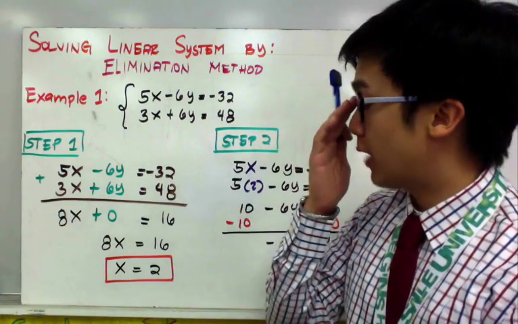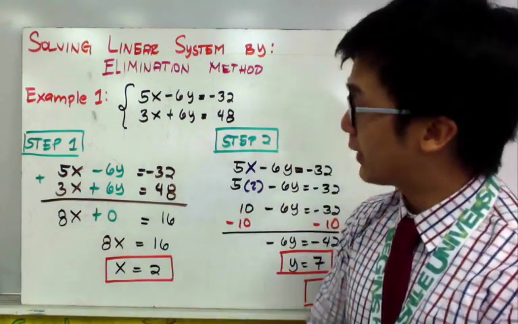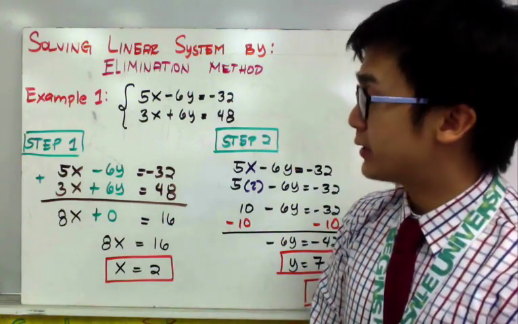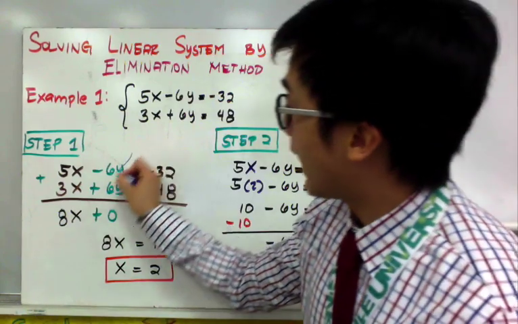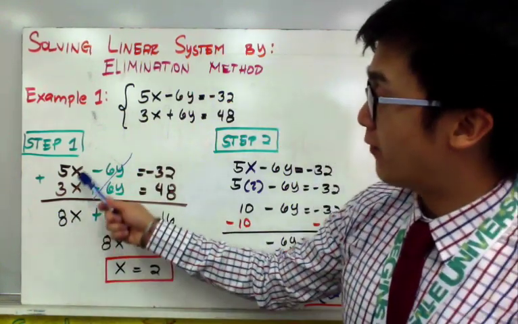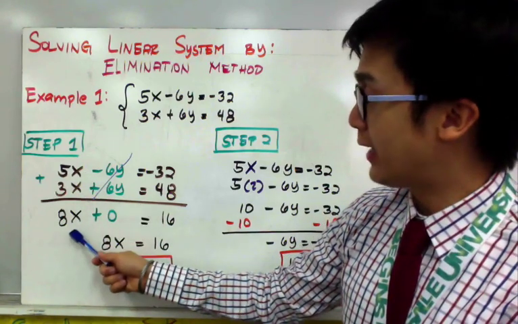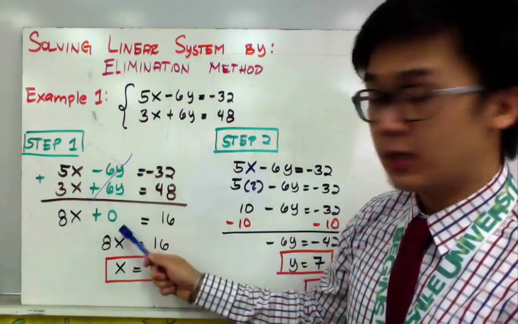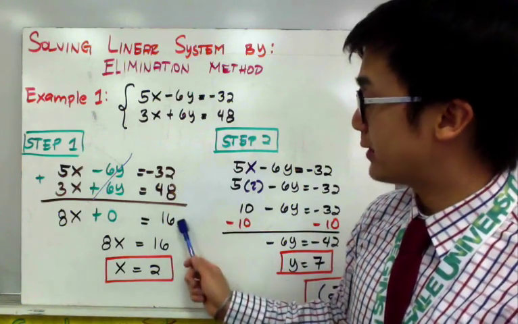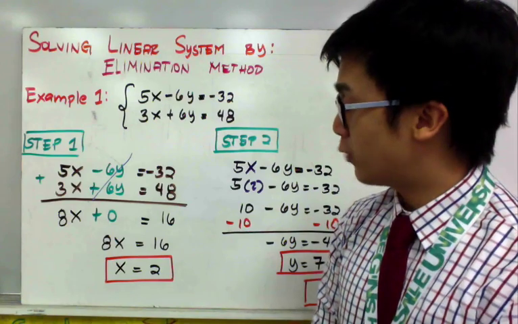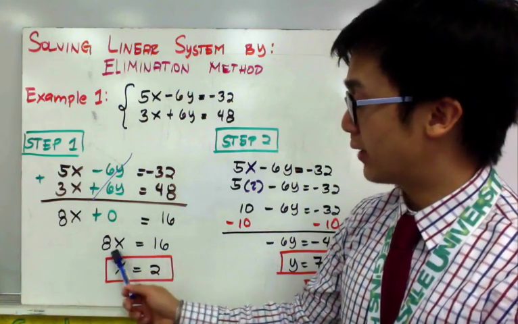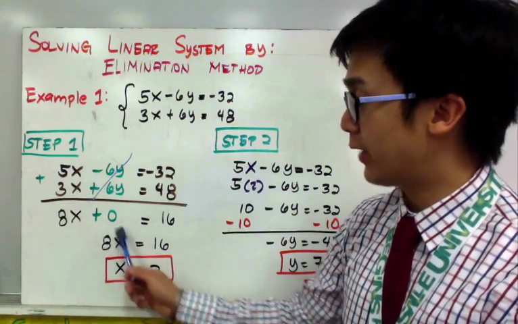For our first step, since we can easily get rid of y in this linear system, we eliminate it, and we are going to have 5x plus 3x, which is 8x, plus 0 equal to 16, because negative 32 plus 48 is equal to 16. So we are left with 8x equal to 16, which gives x equal to 2, because we divide both sides by 8.